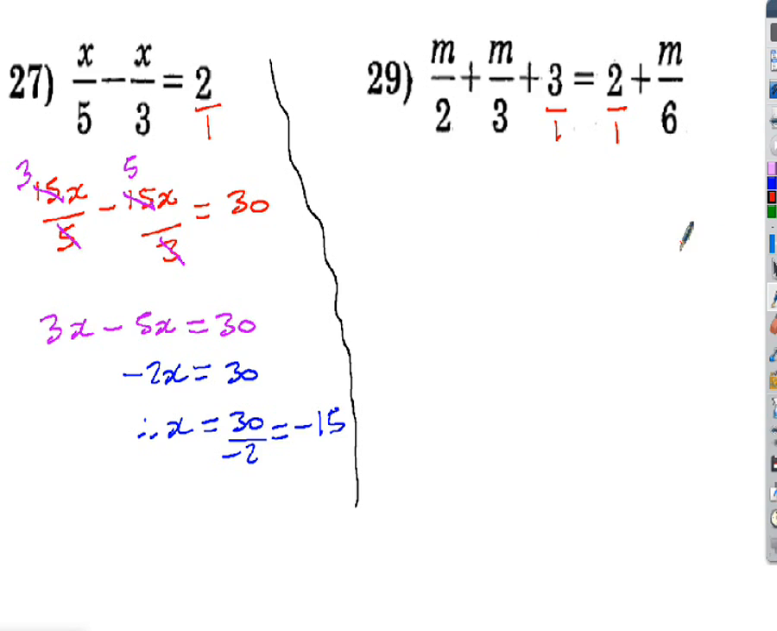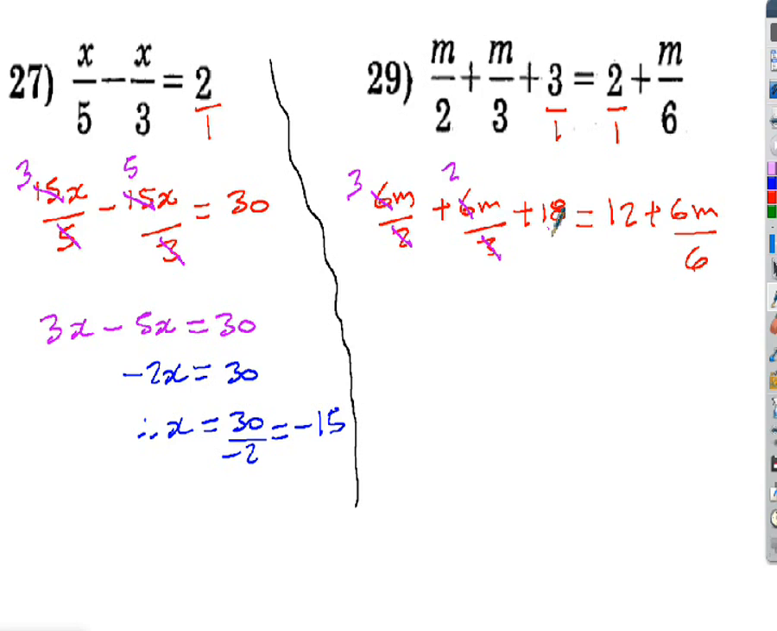So multiplying throughout by 6, I will get 6m divided by 2 plus 6m divided by 3 plus 18, 6 times 3 is 18, and that's equal to 12, 6 times 2 is 12, plus 6m divided by 6. I've labelled that just to show the process involved here. What we can now do is cancel top and bottom, so 2 divides into 6 3 times, 3 divides into 6 twice, 6 divides into 6 once.